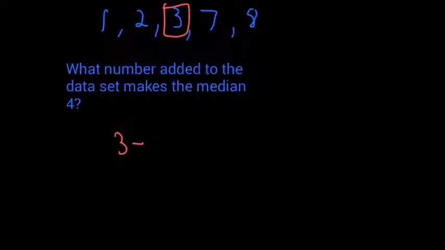So 3 plus something divided by 2 equals 4. So 3 plus what divided by 2 equals 4. So I know if I'm going to divide by 2, I have to get double 4. So 3 plus what is 8. So 3 plus 5 is 8. So I could put a 5 there. So 3 plus 5 is 8, divided by 2 is 4. So that would make my median 4. So the number that I can add to this data set is the number 5.